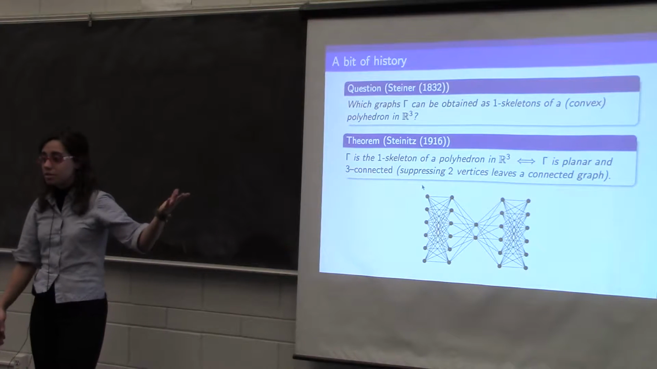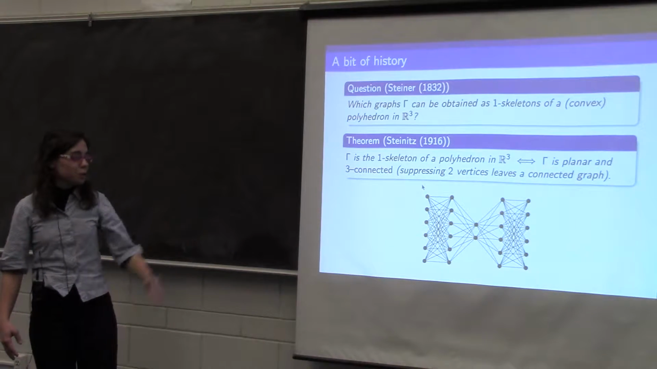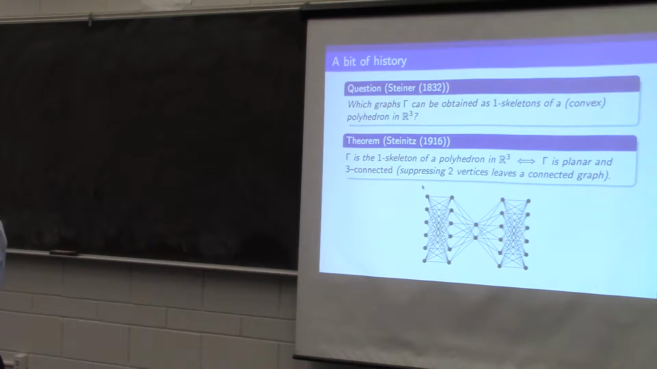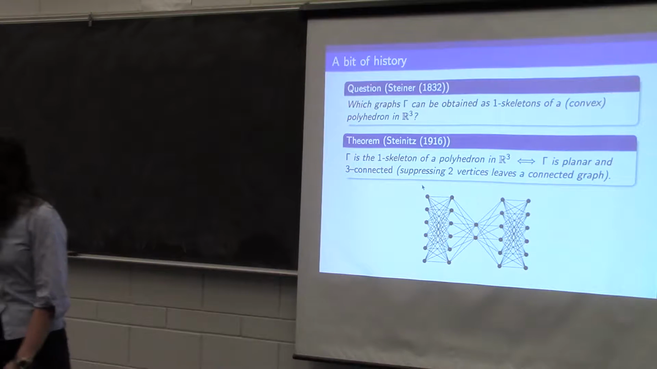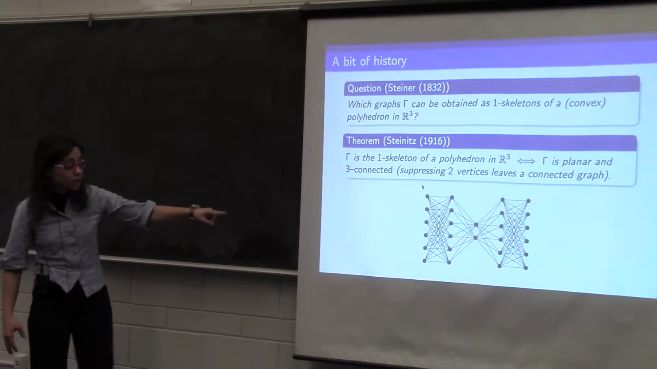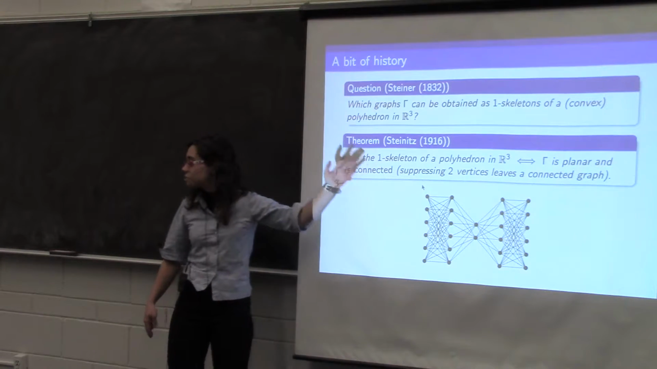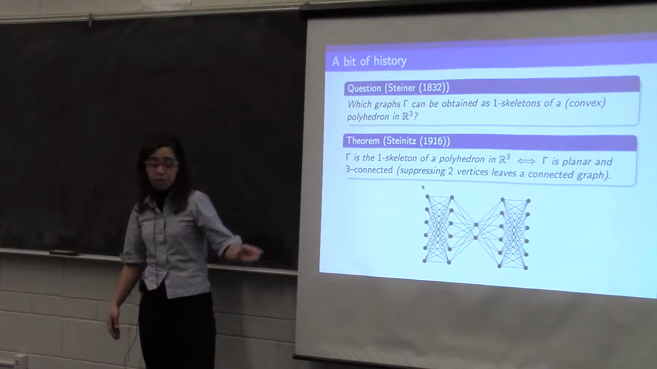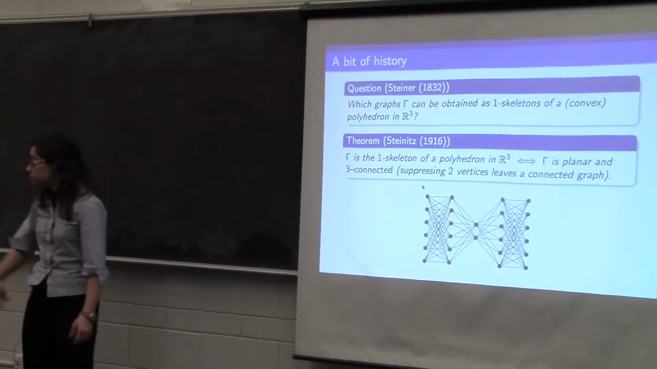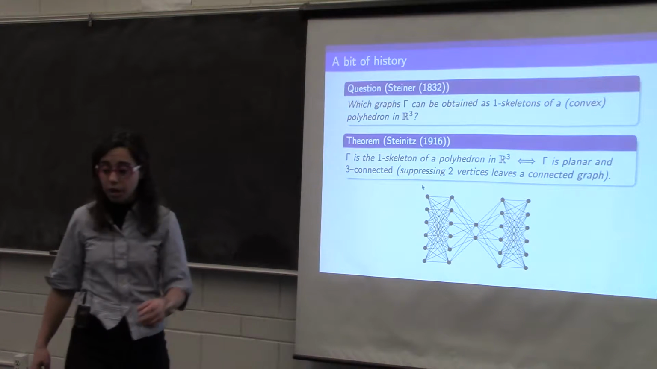And this is a known example. This graph is clearly not even planar, and also not three-connected. So you can't see a polyhedron here because it doesn't satisfy this condition. The vertices are the dots and the edges are the lines.